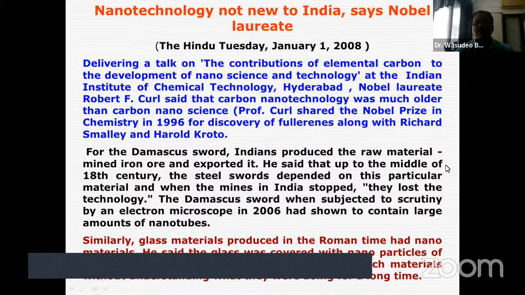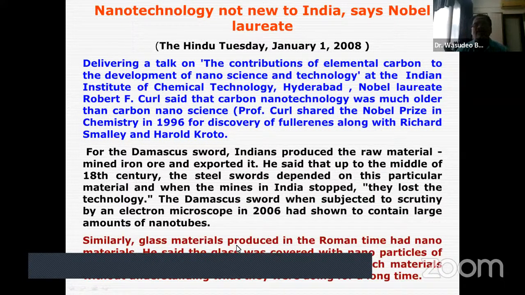This slide shows a scientist, the name is Robert Kerr, in IIT Hyderabad. He says that carbon nanoscience was much older as compared to carbon nanomaterials. It is also observed, after analysis of some materials from ancient times, such as the Damascus sword of Indian soldiers, or we can say Maharana Pratap or Tipu Sultan, Shivaji Maharaj, that the sword contains some carbon nanotubes. Also, this shows that in ancient times, glass material from the Roman time also had some coating, and that coating material was nanomaterial.